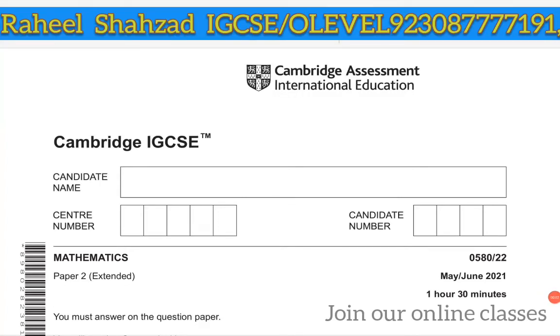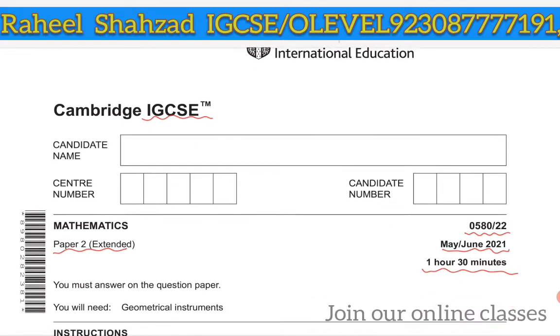Hi students, today we are going to start a solving past papers session, and this is my first video on this. So we are starting with IGCSE paper 2. This is 0580 IGCSE, paper 2 extended, May-June 2021. Duration for this paper is 1 hour and 30 minutes. So let's start.